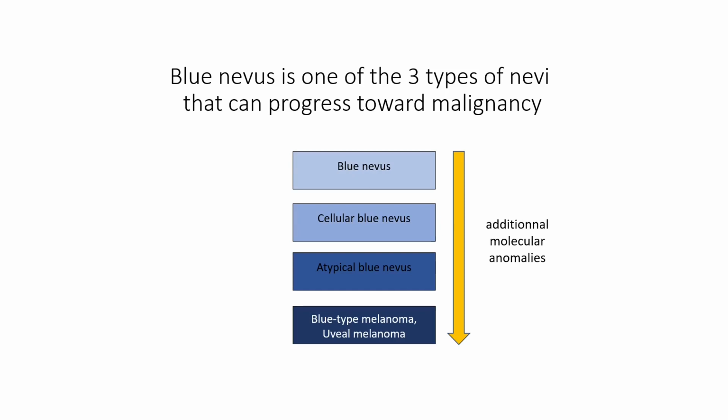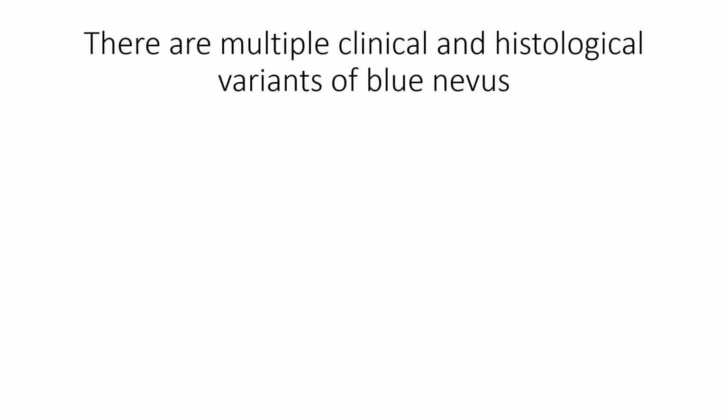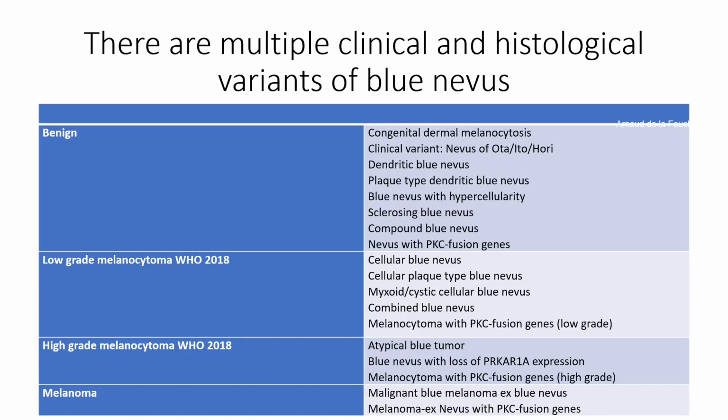melanoma with the gain of additional molecular anomalies, with intermediate grades that are called cellular blue nevus and atypical blue nevus. There are multiple clinical and histological variants of blue nevus, and here's a graph showing the variety of lesions, and in this video I put in red letters the ones we will be covering, so there's quite a lot. So let's start with the dendritic blue nevus.